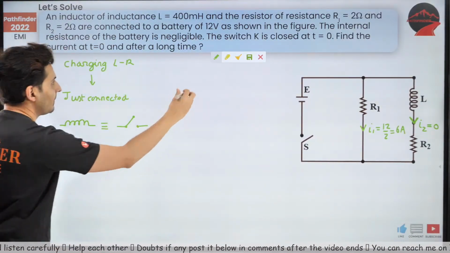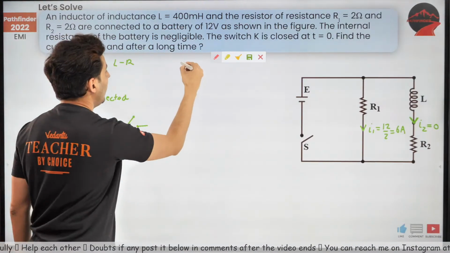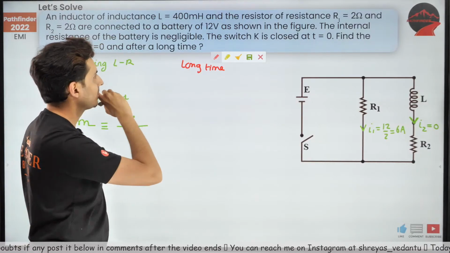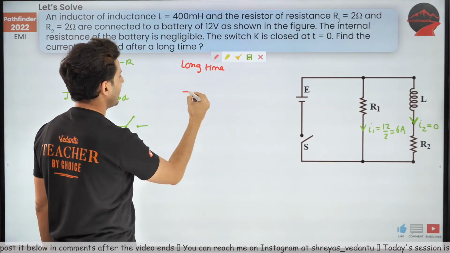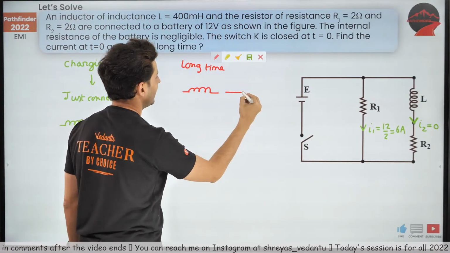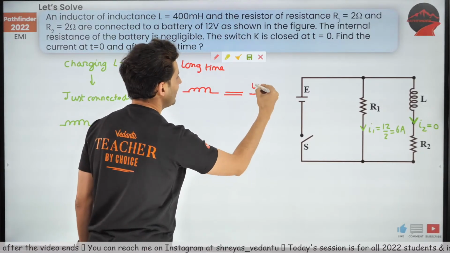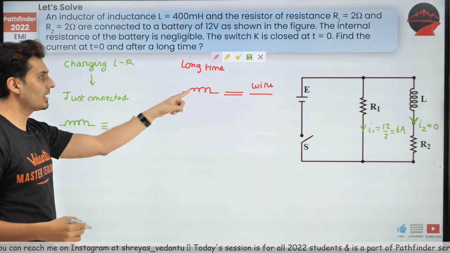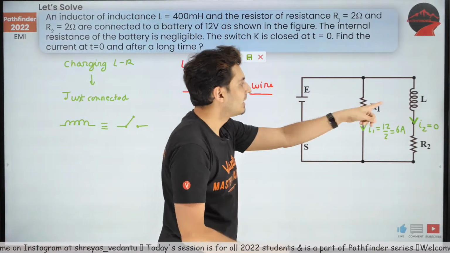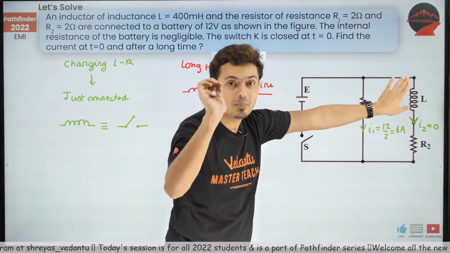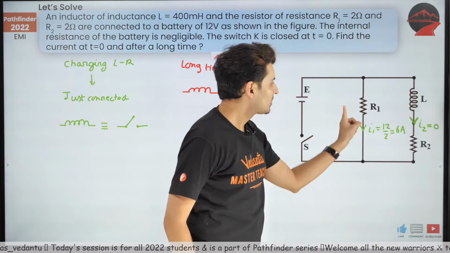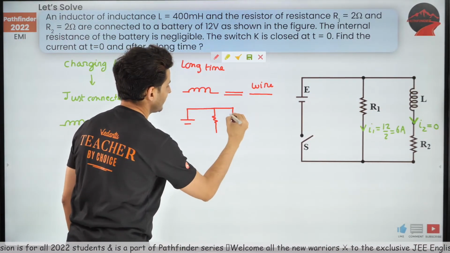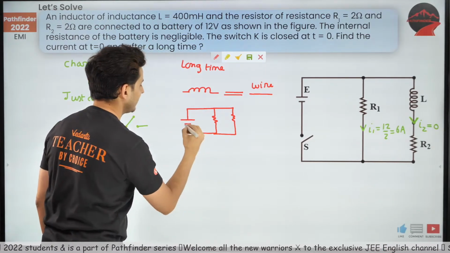Okay. Next up, after a long time, what will happen? An inductor behaves like a wire. Didn't I tell you about this? After a long time in an LR charging circuit, it behaves like a wire. So think this inductor is not there, but there is just a wire. So this circuit will now become like two resistors in parallel, nothing more.